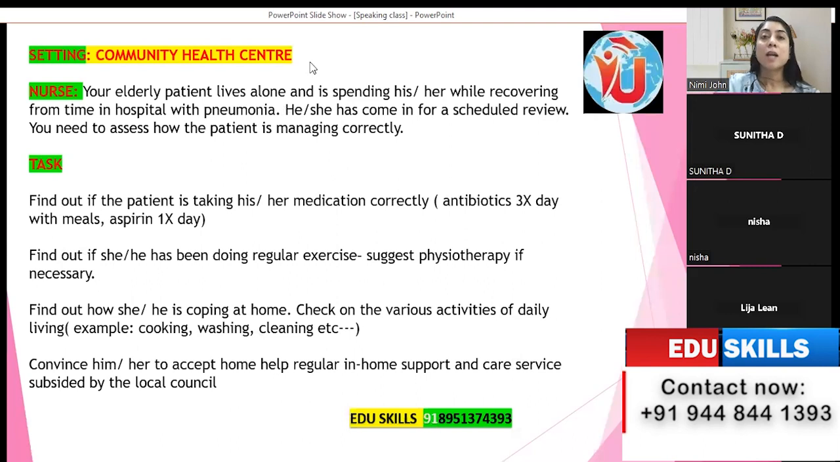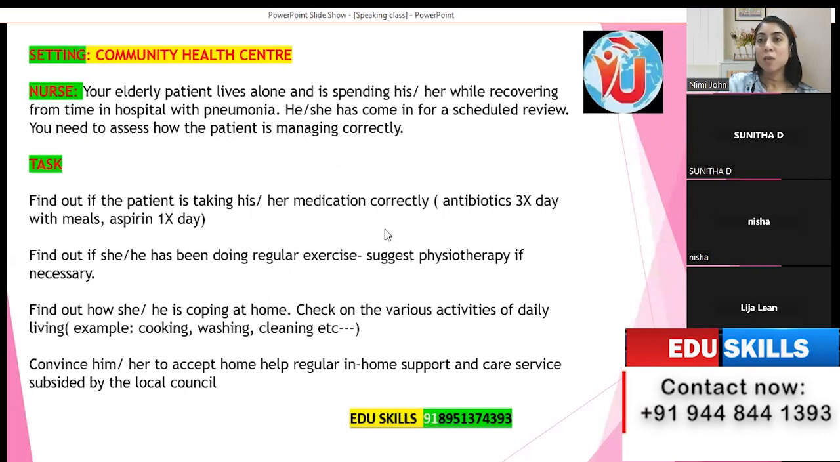So here is the health professional part, the setting. We can read the role play. Setting: community health center. Your elderly patient lives alone and is spending time recovering from a stay in hospital with pneumonia. He or she has come in for a scheduled review. You need to assess how the patient is managing currently.